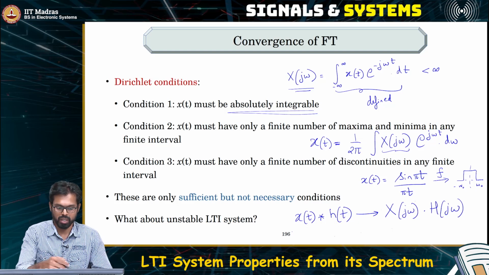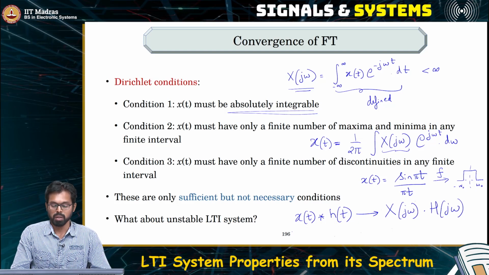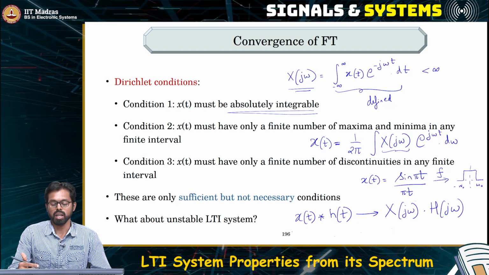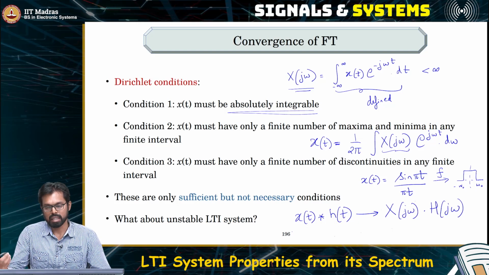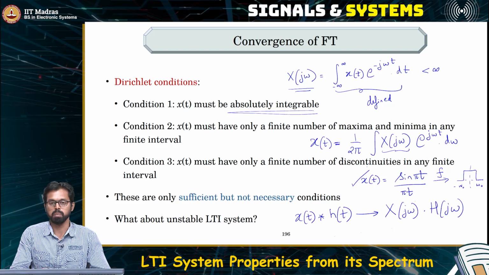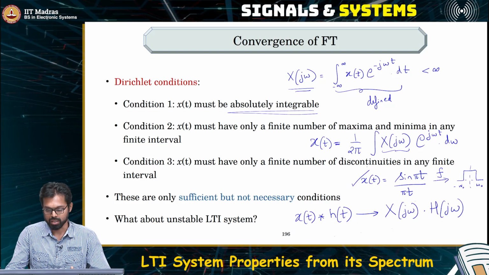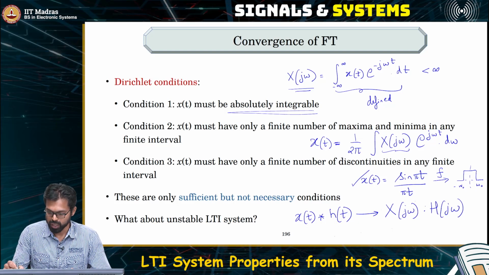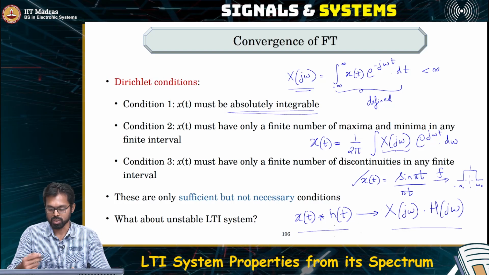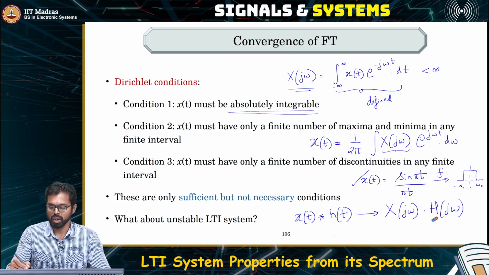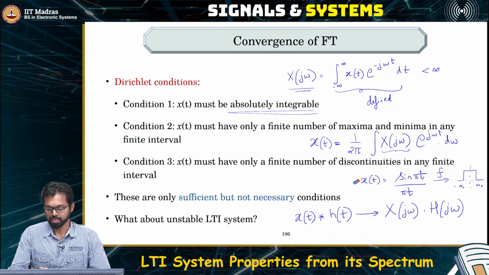There are no issues because the Dirichlet conditions will anyway be satisfied. But if the system is unstable, then either it could be a case where the Fourier transform may exist, like this example, or the Fourier transform need not exist. If the Fourier transform exists, then you can still use these properties. If it does not exist, then you cannot use these properties. So you have to be careful, and check these case by case.